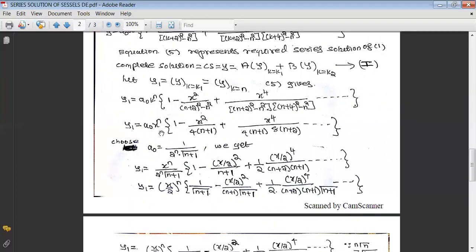Now, it seems to be very difficult to remember this in general. That's why by taking some particular value for a naught, we can put this y1 in the standard form. In order to put this in the standard form, we will choose a naught as 1 upon 2 raised to n into gamma n plus 1. If you choose a naught equal to 1 upon 2 raised to n into gamma n plus 1 in the above equation, we get x raised to n as it is. A naught is 1 upon 2 raised to n into gamma n plus 1. This 1 as it is.